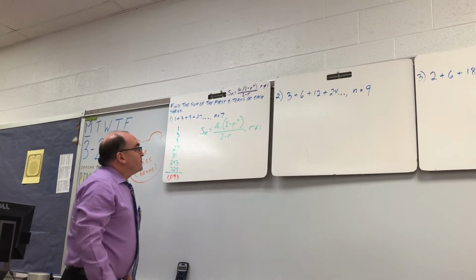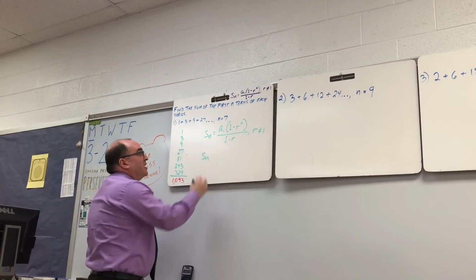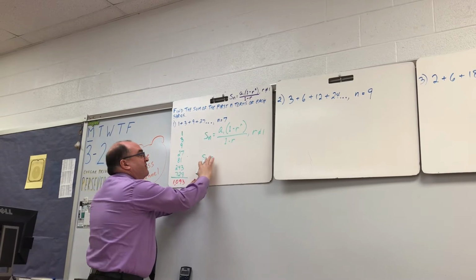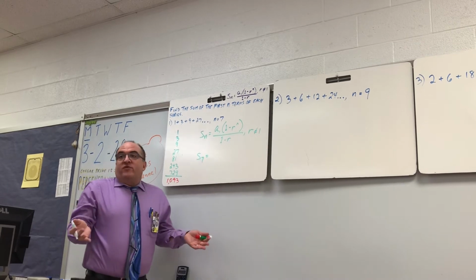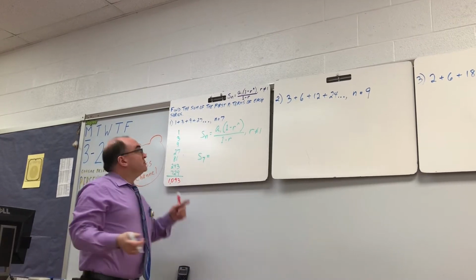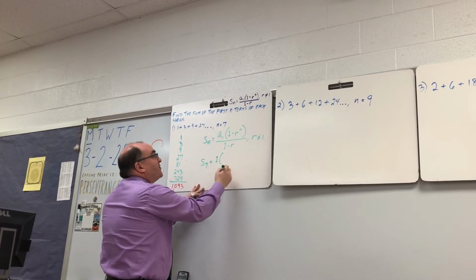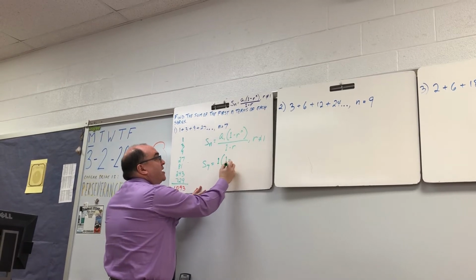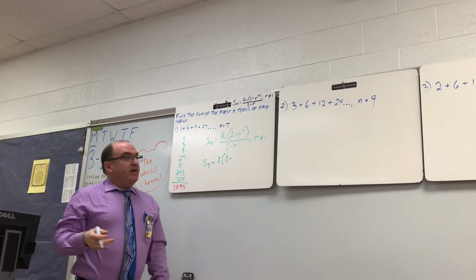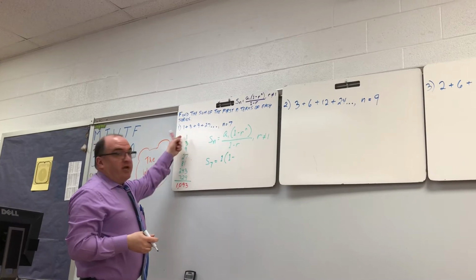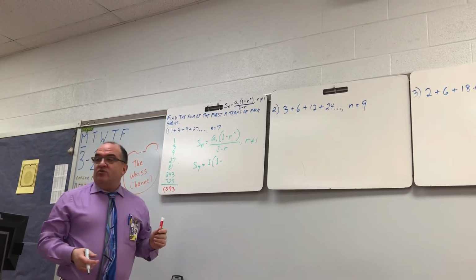Okay. So, Sn means the sum of n, right? In this case, 7. Then A1 is the first term. A1 in this case is 1. Then 1 minus r. R is the ratio from one number to the next. So what's the ratio? 3, because 3 divided by 1 is 3. 9 divided by 3 is 3. 27 divided by 9 is 3.